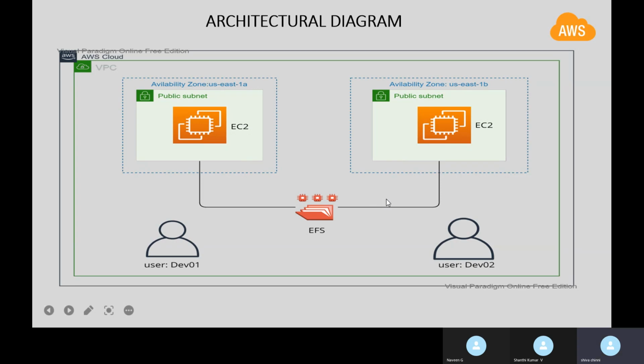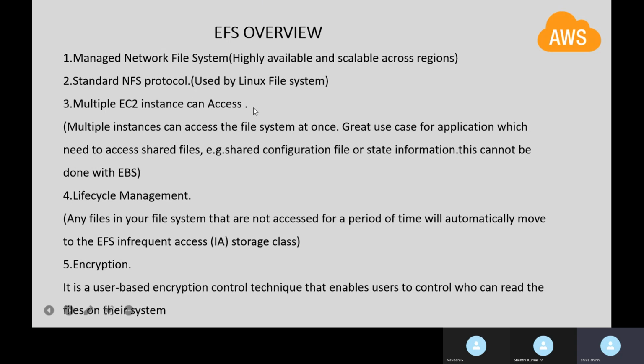Okay, so we need to know what EFS is overall. It is a managed network file system. It is highly available as well as scalable across all regions. It is also NFS protocol network file sharing, which is used by Linux file systems. And we can access it across all regions with multiple instances. One great use case is for applications which need to share files with EFS, but couldn't share them with EBS.